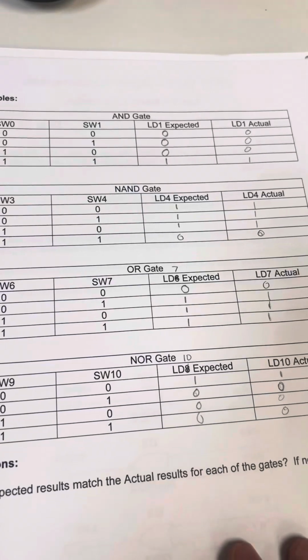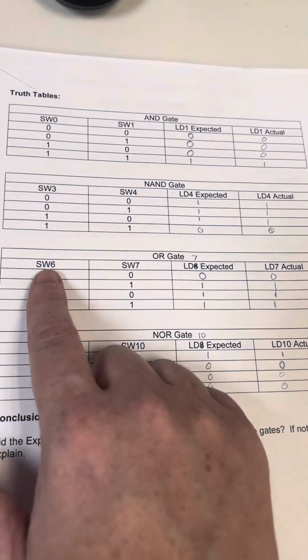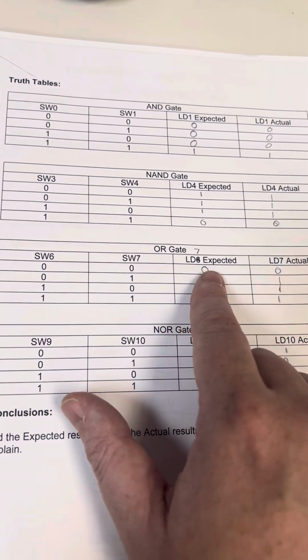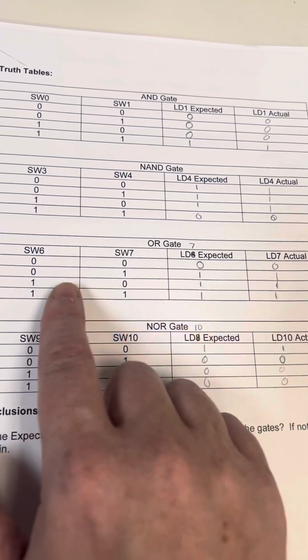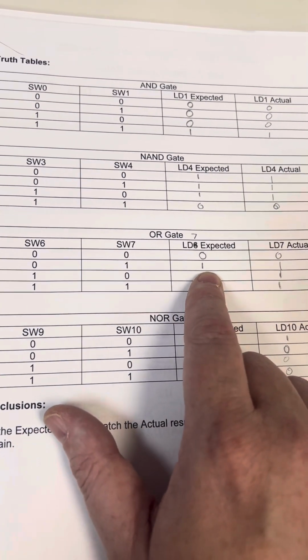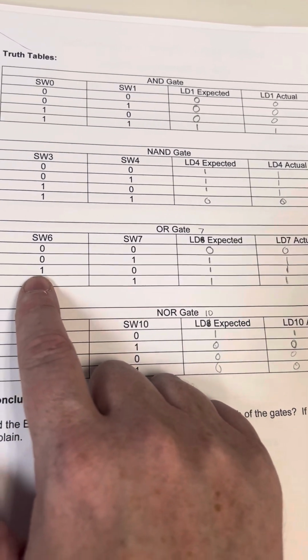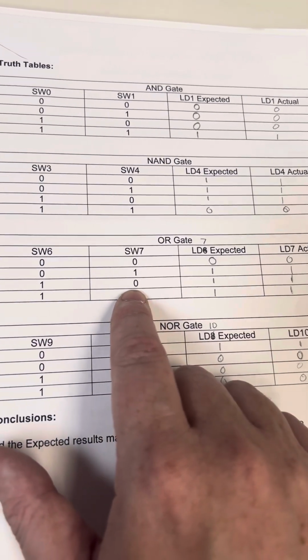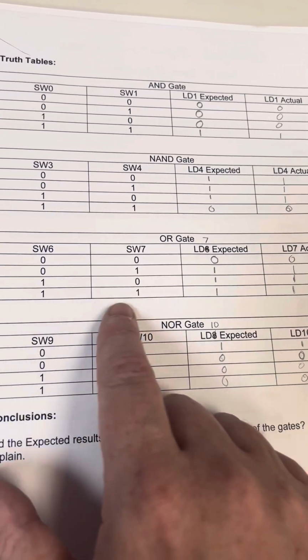Now we're moving on to our OR gate, and when it's low and low, expected is going to be off. When it is low and high, we expect it to be on. When it is high and low, we expect it to be on, and when it is high and high, we expect it to be on.